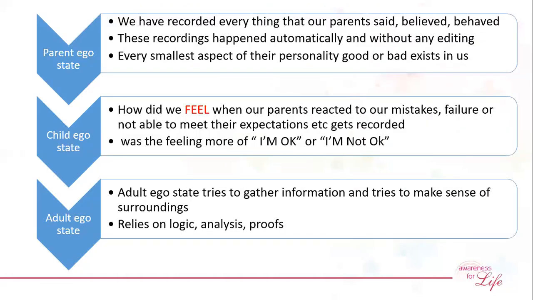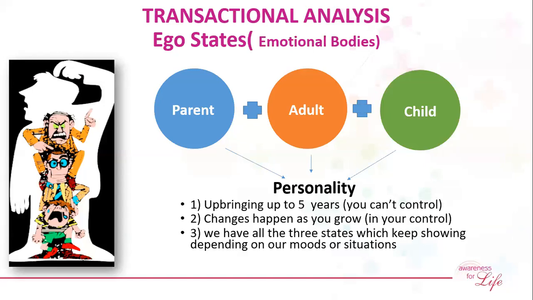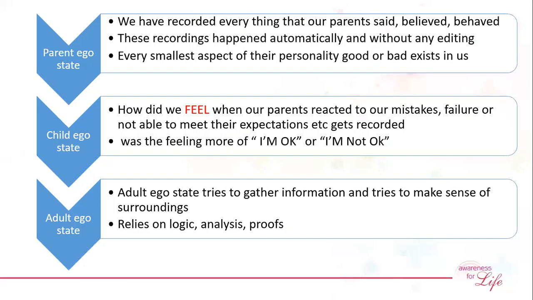Now let us talk about this parent personality. As you will see in this slide, these personalities are also called ego states. Instead of ego states, maybe we can use the words emotional bodies, so that it becomes easier for us to understand. So now, from where did this parent ego state or parent emotional body come into us?